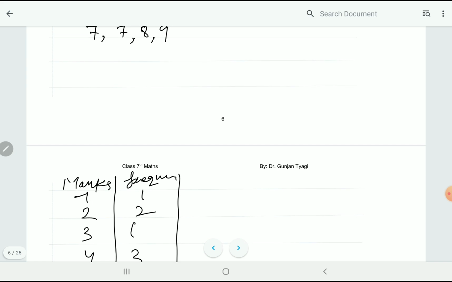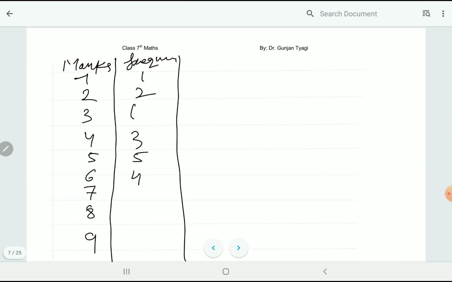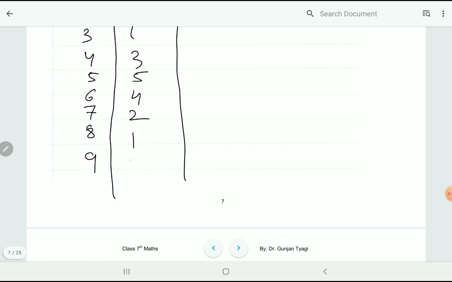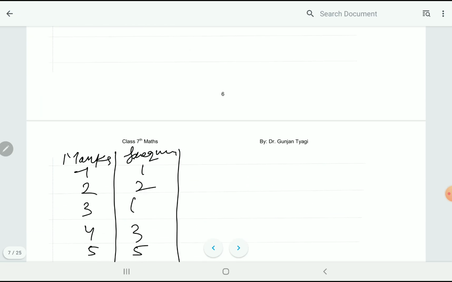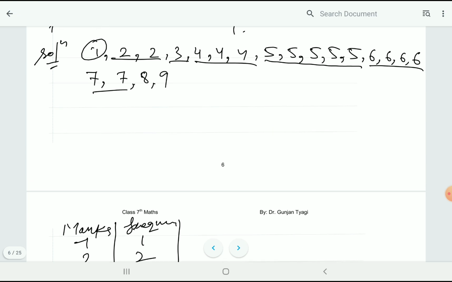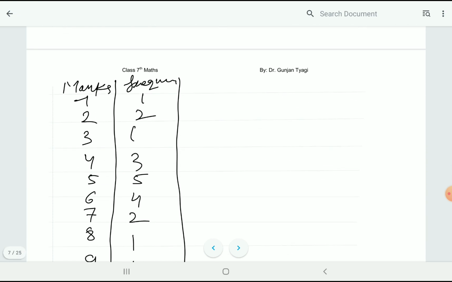Frequency of 7 is 2. Frequency of 8 and 9, both frequencies are 1. So you can see how easy it was to write the frequency, as I have already arranged the data in ascending order. So always do the first step, which is the arrangement of data in ascending order.